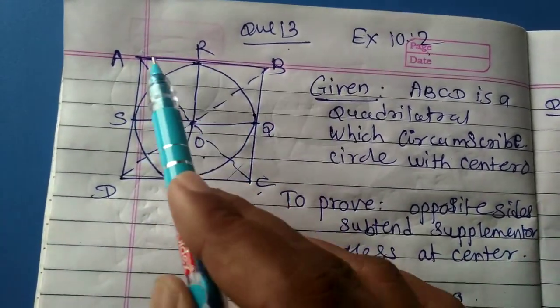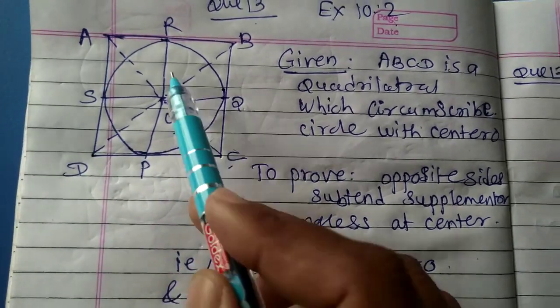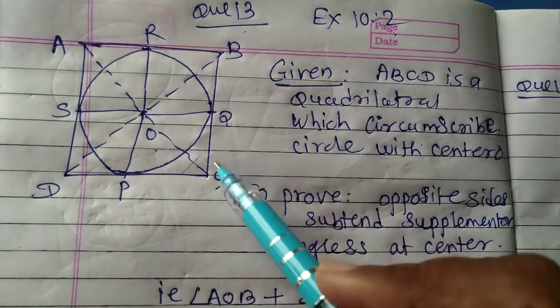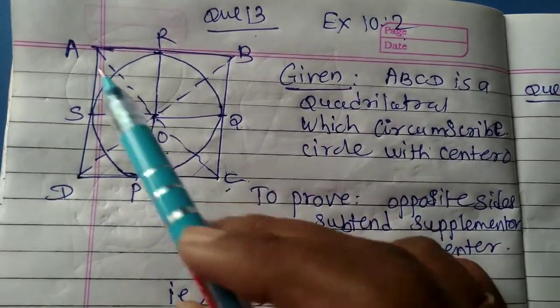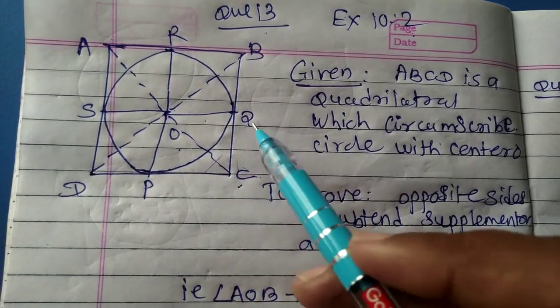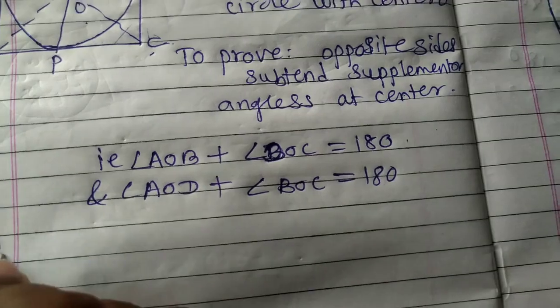Then the angle made by AB is AOB, the angle made by DC is DOC. The sum of these two angles is 180. Supplementary means 180. Similarly, BC, the angle made by BC is BOC, the angle made by AD is AOD. The sum of these two angles is also 180. This we have to show here. Now consider the proof.